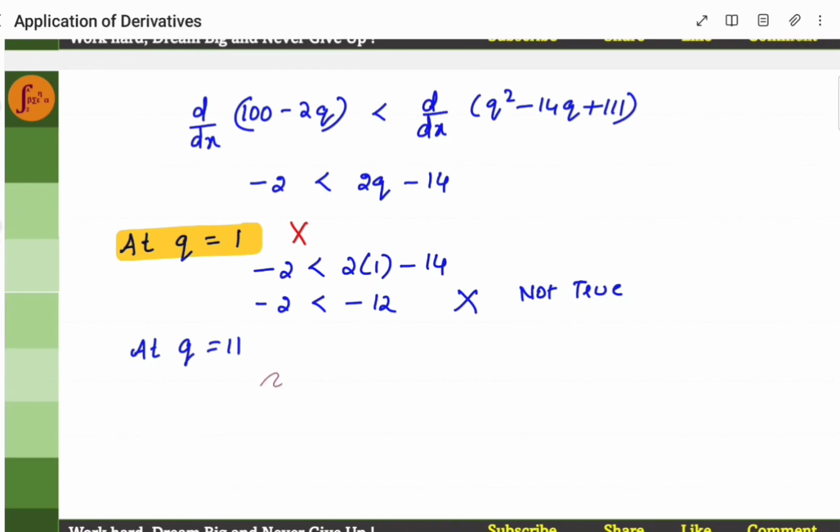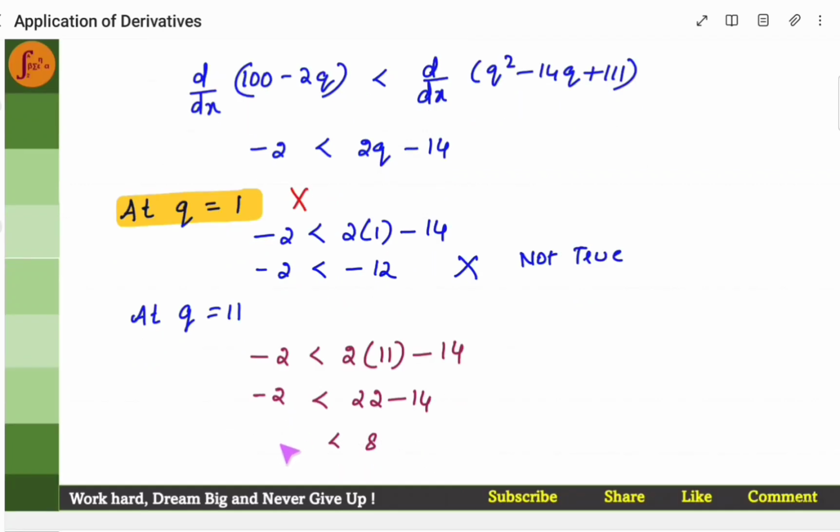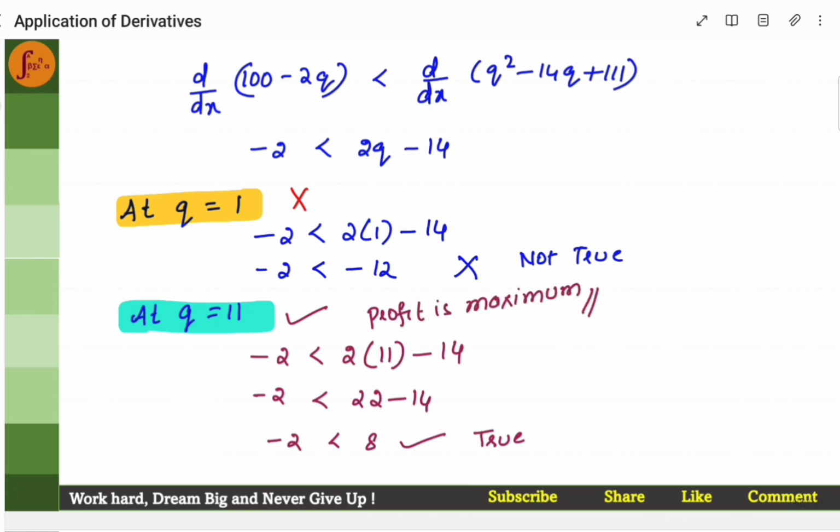Now at Q is equal to 11, minus 2 less than, instead of Q, we'll put 11, so 22 minus 14 is 8. And here we have minus 2. Is minus 2 less than 8? Yes, this is true. At Q is equal to 11, profit is maximum. Okay, so the answer is 11.